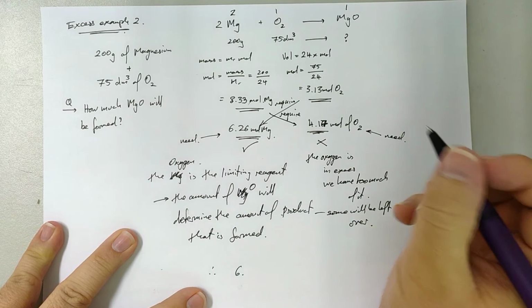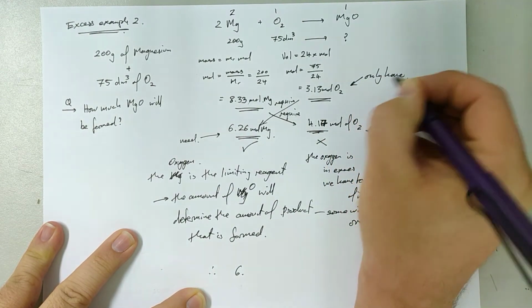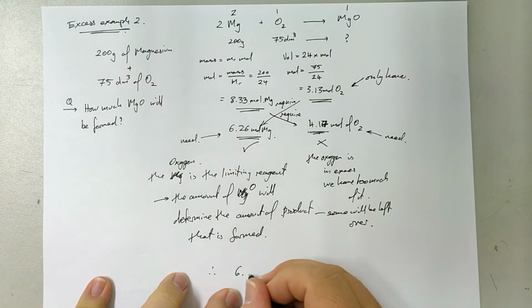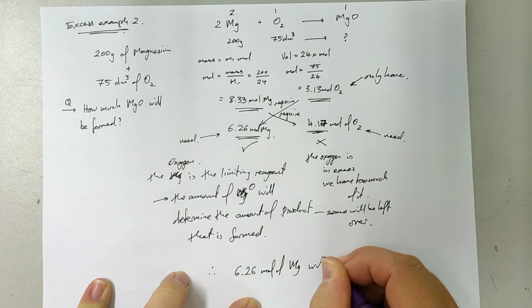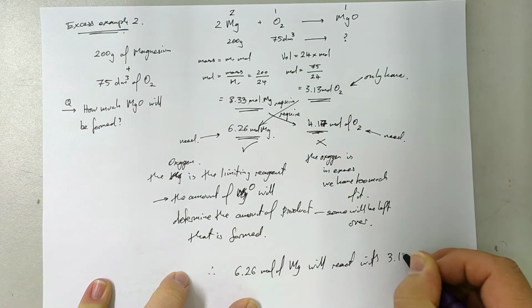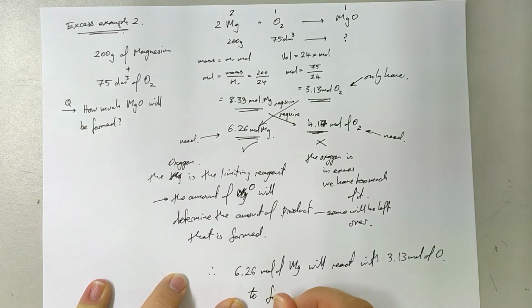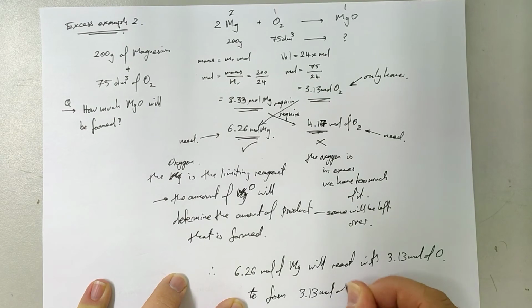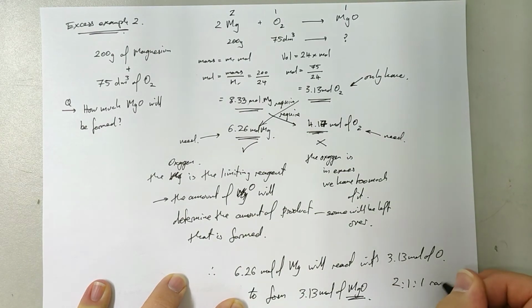Because we only have 3.13 moles of oxygen. Therefore, 6.26 moles of magnesium will react with 3.13 moles of oxygen to form 3.13 moles of MgO, because there is a 2:1 ratio.